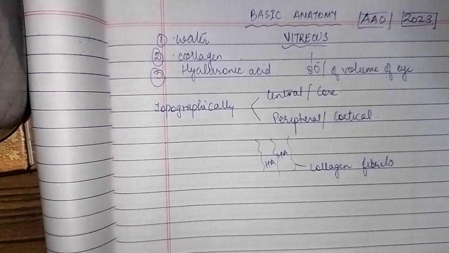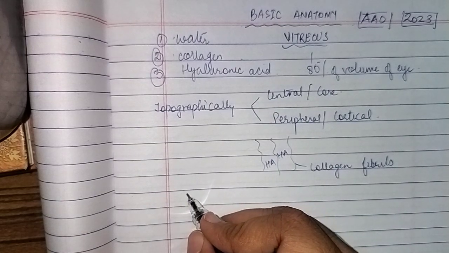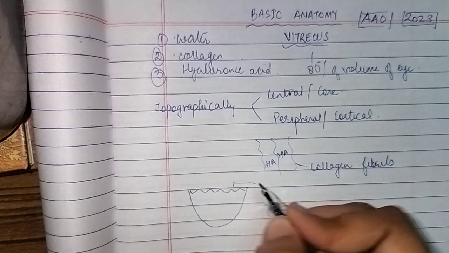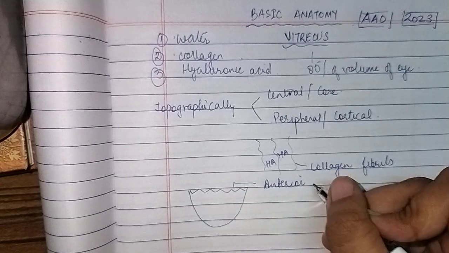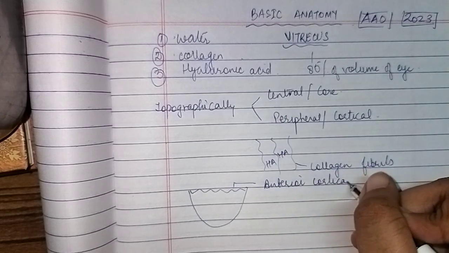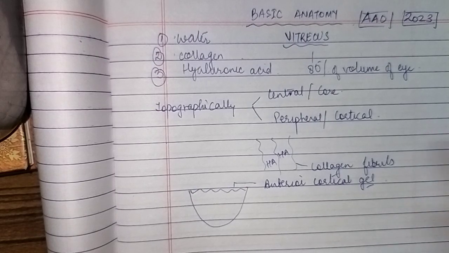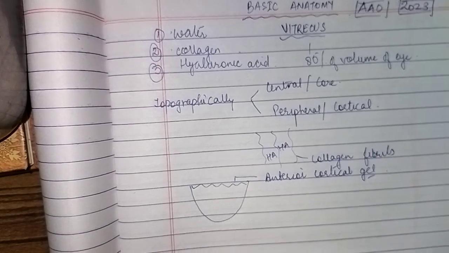Now the anterior surface of the vitreous is called the anterior cortical gel. So if this is the vitreous, this is the vitreous cavity, and this anterior surface is called the anterior cortical gel. It is made up of the condensation of collagenous fibrils and it is attached to the posterior lens capsule.